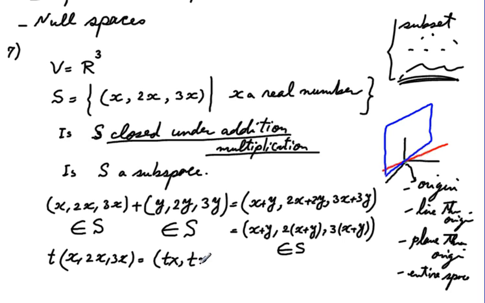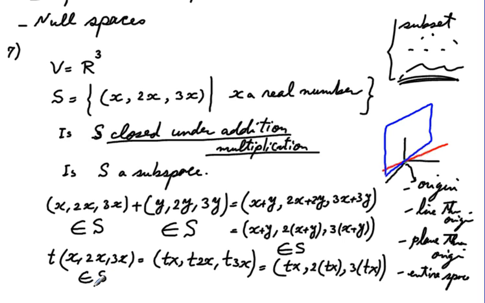Tx, T2x, T3x. Well, what is this thing? First, I look at it as Tx. Second one is twice the first component. Third one is 3 times the first component. So we chose this as a member of S.